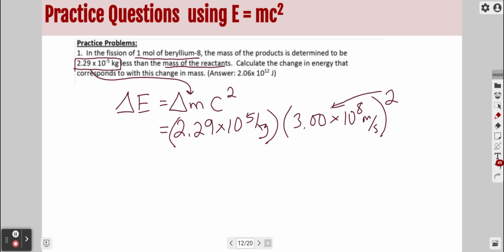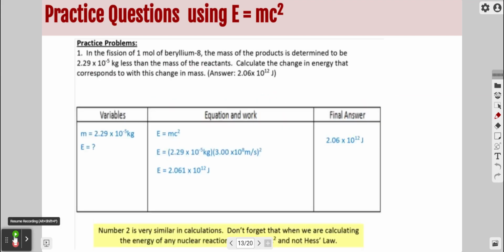So this should become 9. And then we're going to multiply by this number. All right, so pause and do that on your calculator. All right, now this should be your answer.